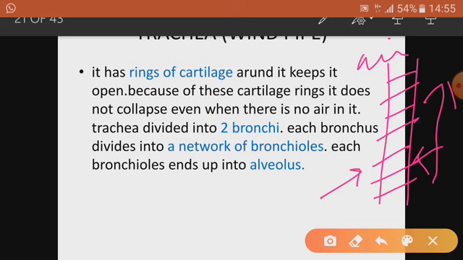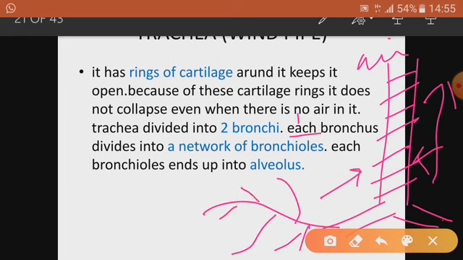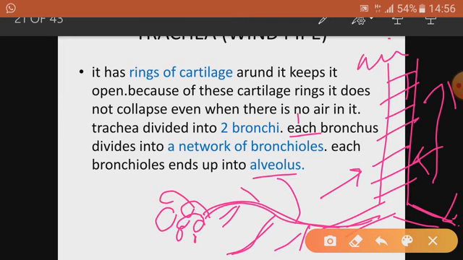So the trachea again divides into two when it enters the lung, and these are called two bronchi. Each bronchus, now you can see how I have written, divides into a network of bronchioles. When they enter inside the lungs, they divide into bronchioles. So the trachea divides into bronchi, which divide into bronchioles, and each bronchiole ends up in a bunch of grape-like structures called alveolus, singular, alveoli plural.